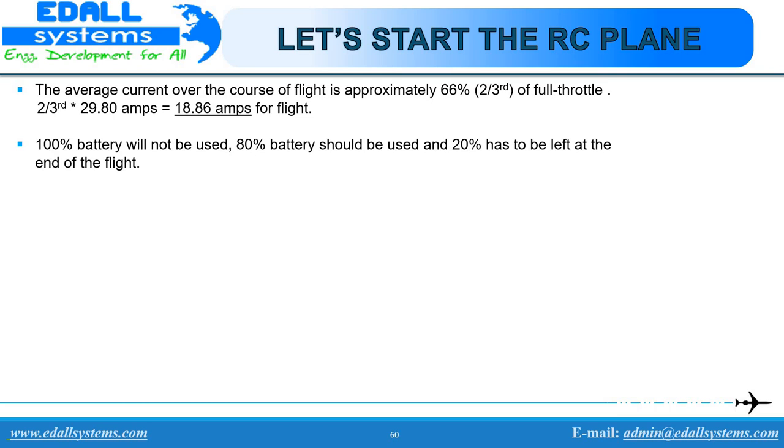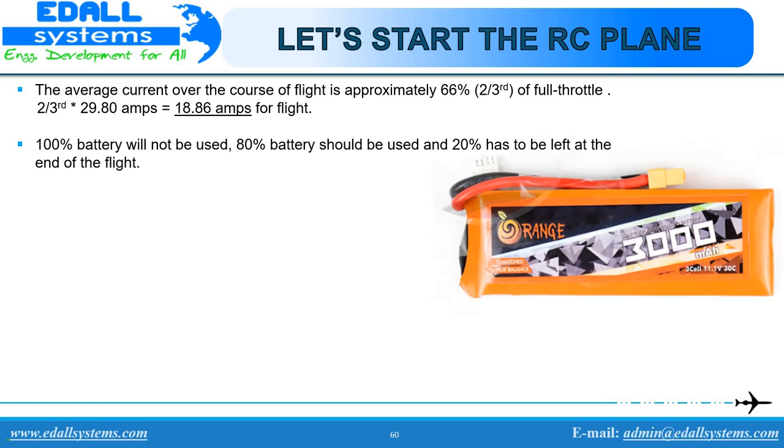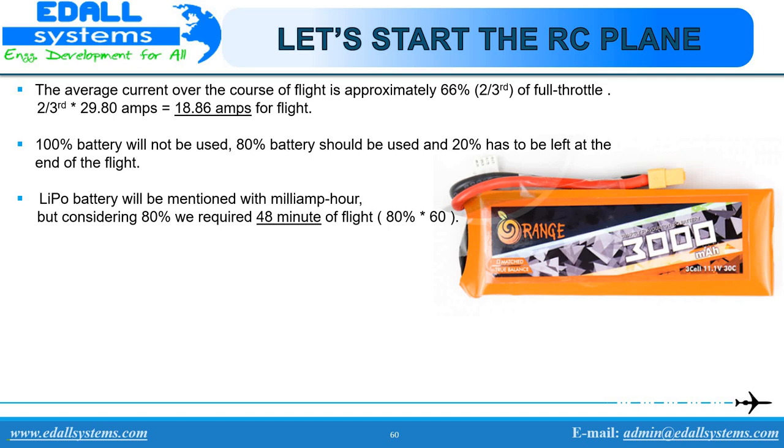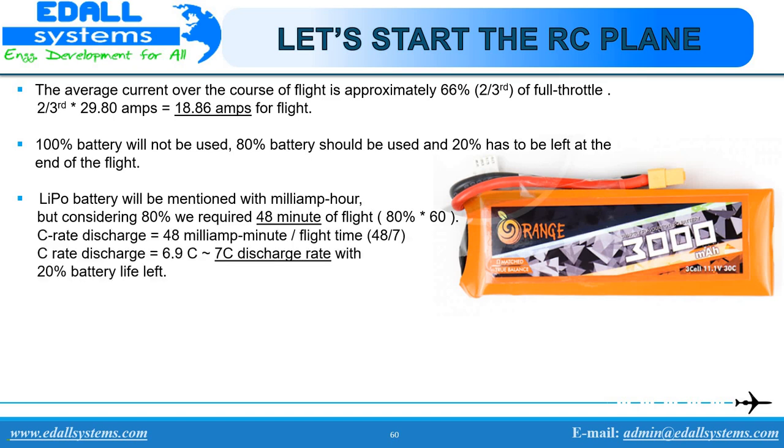Basically, we don't want to completely discharge the battery, so we don't use 100% of battery capacity. We have to leave 20% in the pack at the end of the flight, so we use only 80% of the battery. Batteries are rated in milliamps per hour, but instead of using 60 minutes, we want only 80% of the time, that is 48 minutes. The discharge rate is 7C with 20% battery left.